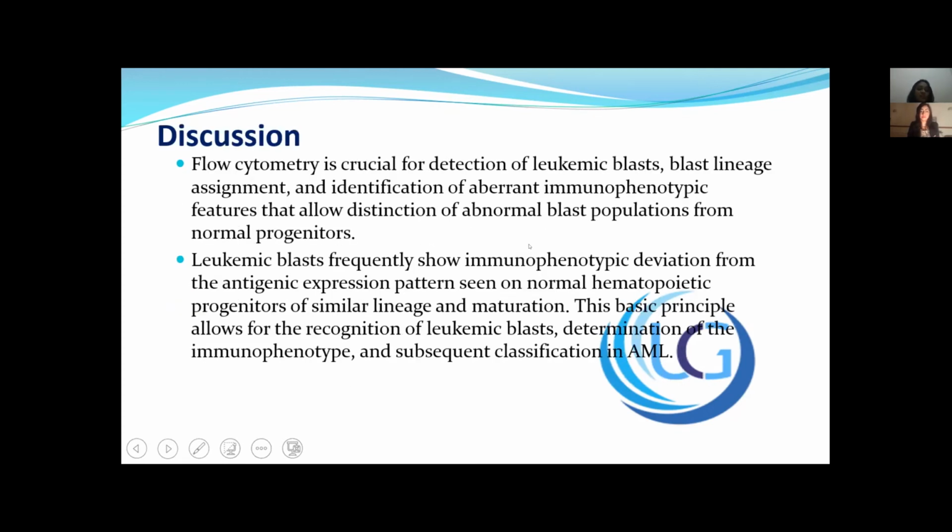Discussion. Flow cytometry is crucial for detection of leukemic blasts, blast lineage assignment, and identification of aberrant immunophenotypic features that allow distinction of abnormal blast population from normal progenitors. Leukemic blasts frequently show immunophenotypic deviation from the antigenic expression pattern seen on normal hematopoietic progenitors of similar lineage and maturation. This basic principle allows for the recognition of leukemic blast, determination of the immunophenotype, and subsequent classification in AML.